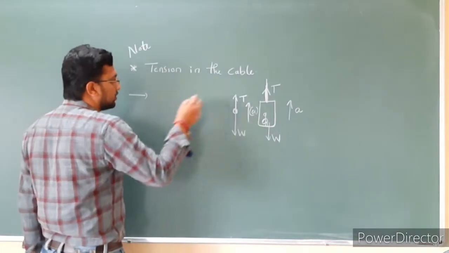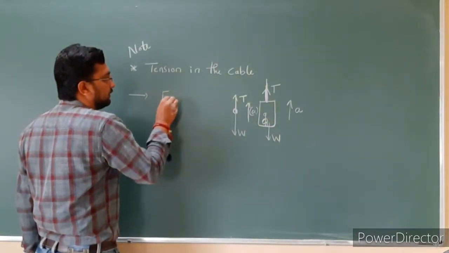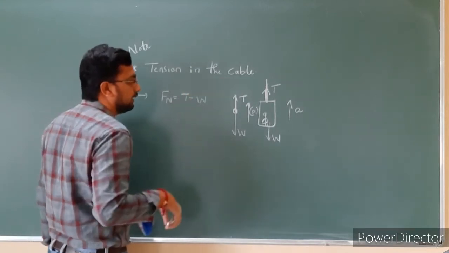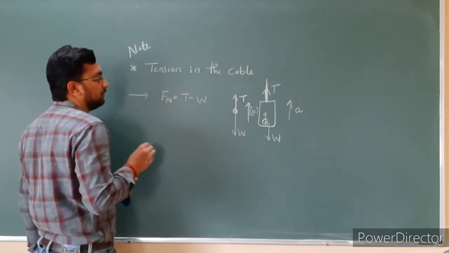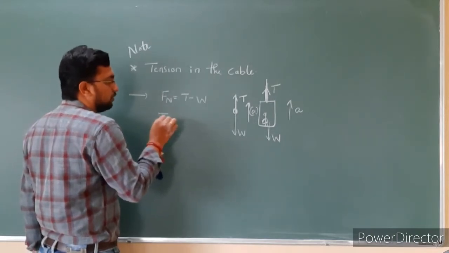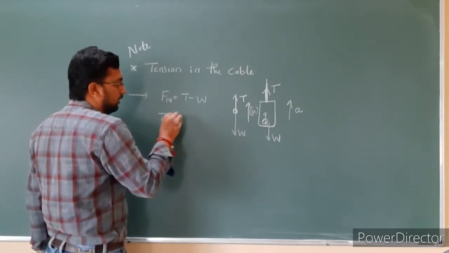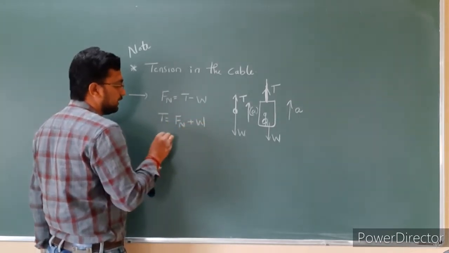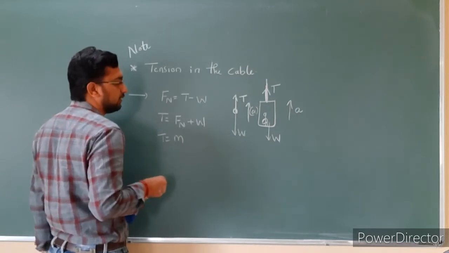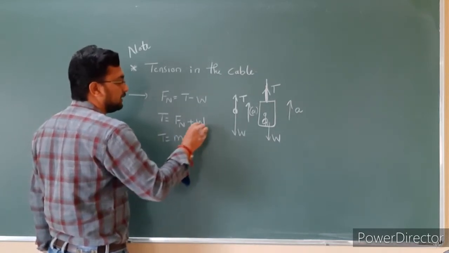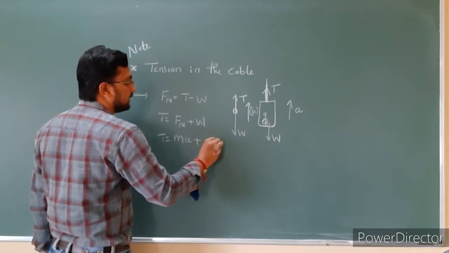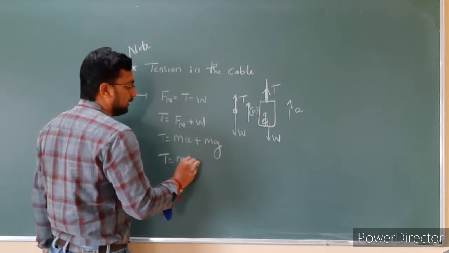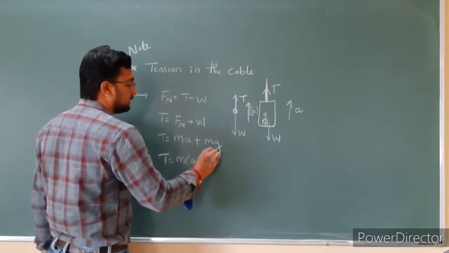Okay, see here. So the net force acting on the system is tension minus weight. From this one we want the tension, right? So tension is equal to net force plus weight. Tension is equal to net force, which is nothing but mass into acceleration, plus weight, which is nothing but mass into acceleration due to gravity, and tension is equal to m common, a plus g, right?